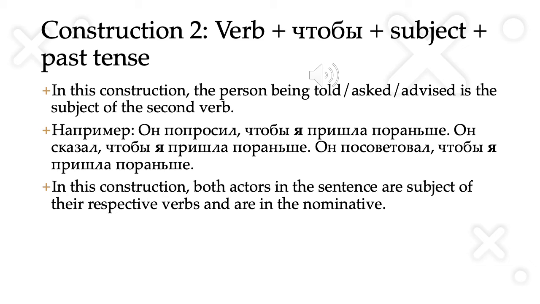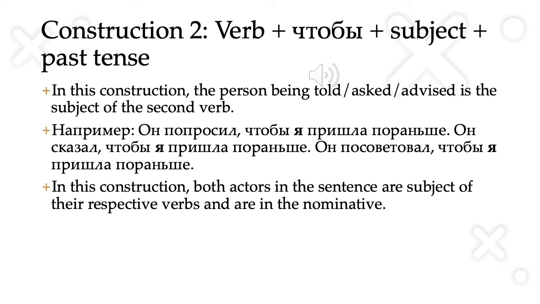Например, for example, Он попросил, чтобы я пришла пораньше. He asked me to come earlier. Note that because there are two clauses in this sentence with two subjects, they are set off by a comma. Он попросил, comma, чтобы я пришла пораньше. Two subjects, two clauses, one comma.